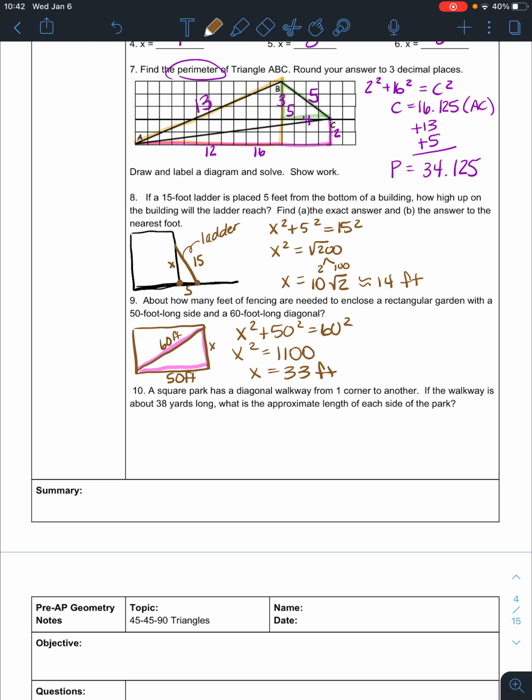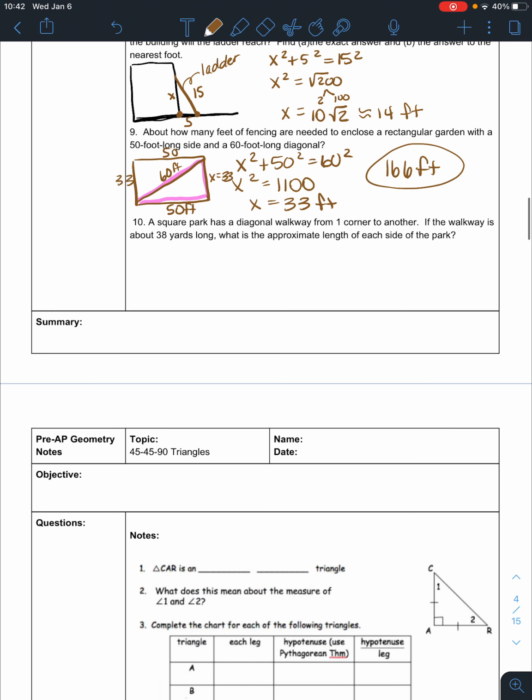Since I didn't tell you where to round, it doesn't matter. But the rest of your numbers are whole numbers, so we'll go with whole numbers too. And so then perimeter would be, this side would be 50, this side would be 33 and 33. So 50 plus 50 is 100, plus 33 and 33 is 166 feet of fencing. That's what you need to go all the way around.